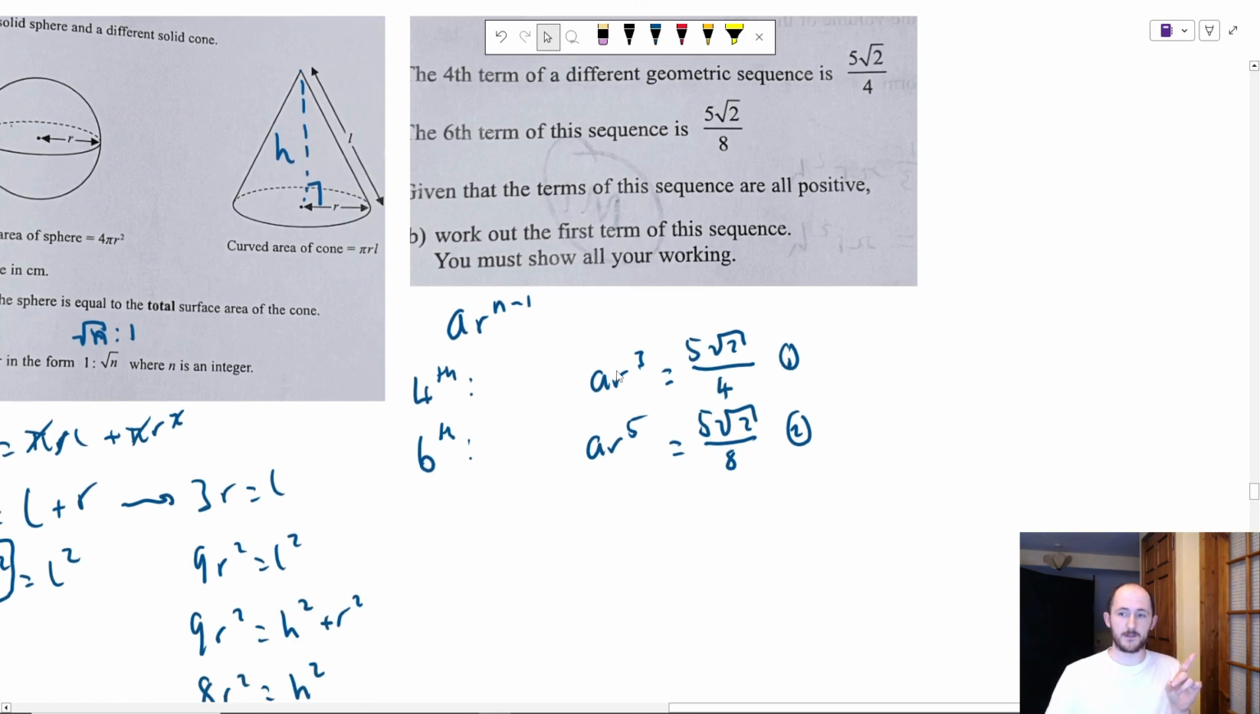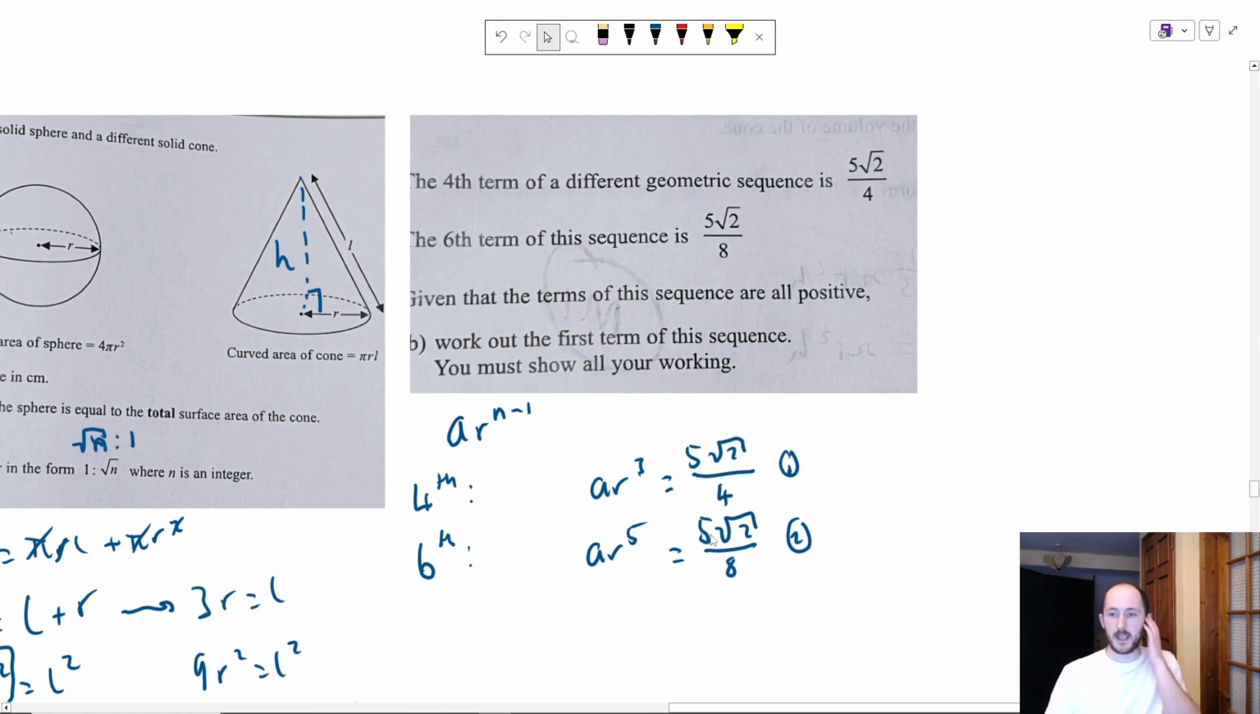R is the common difference, but we don't know what R is yet. And same thing here. Where did that equation come from? It's the equation for geometric sequences. I fully acknowledge you guys may not have seen this before.